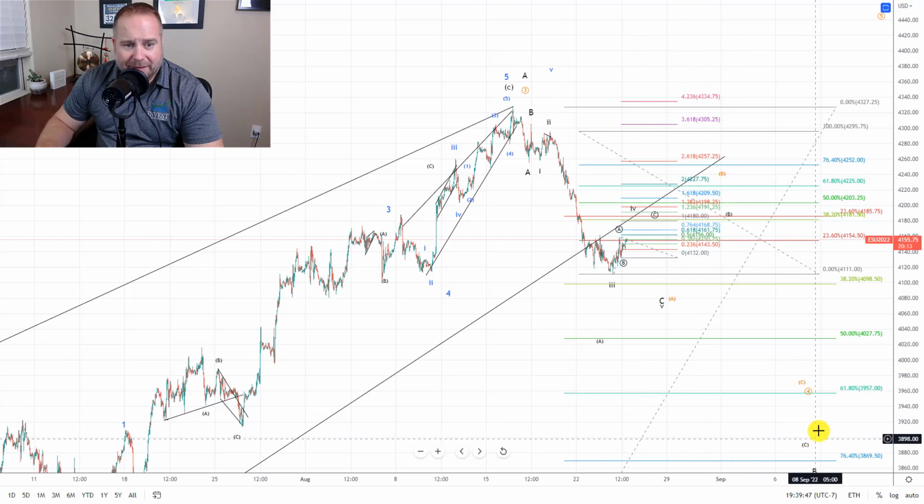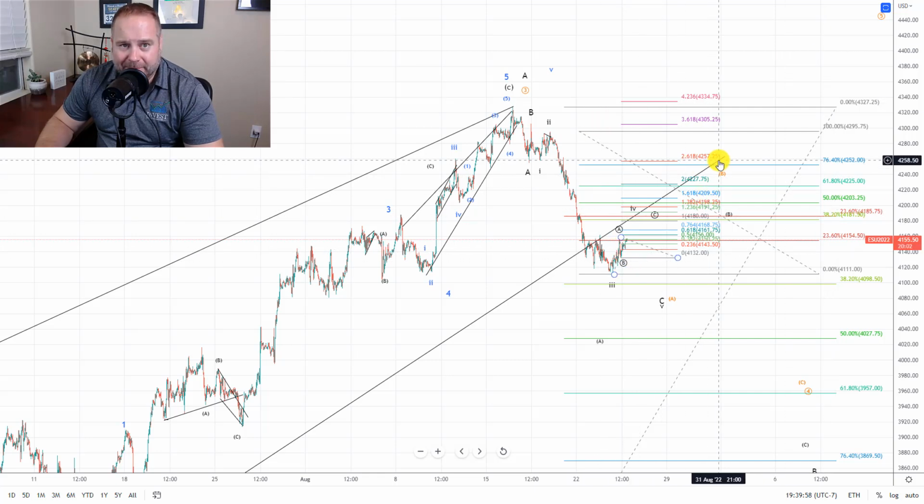So are we going to see a BC down, or are we going to see a bigger move up towards that 4,400 area? And that's really the complexity of diagonals. When everything is a 3-wave structure, it all kind of looks the same. So a B wave is going to be 3 waves up.